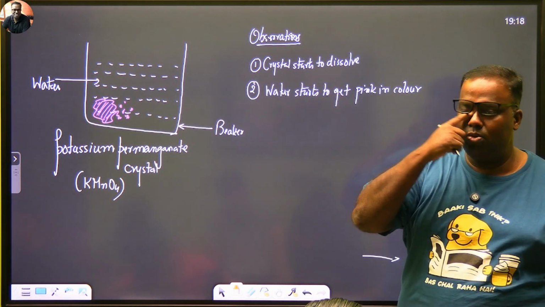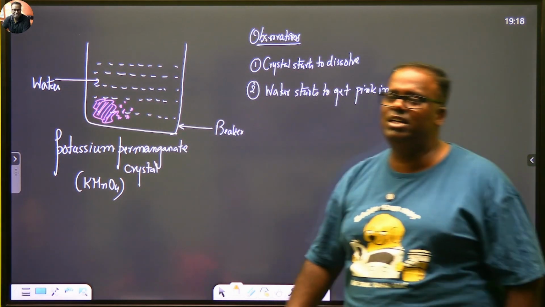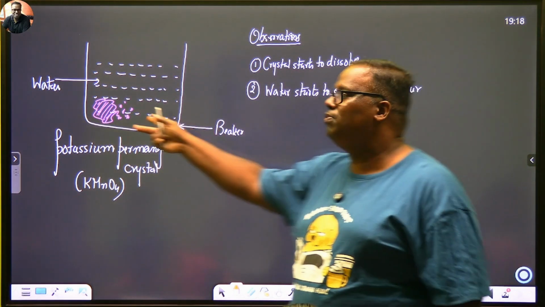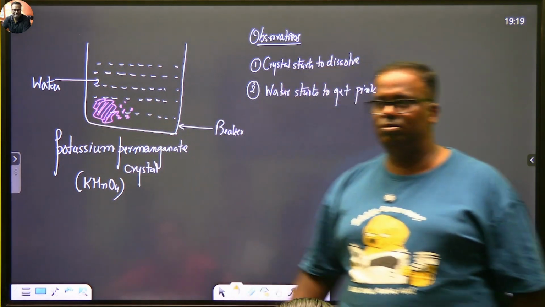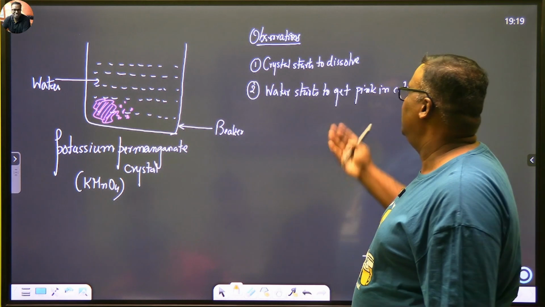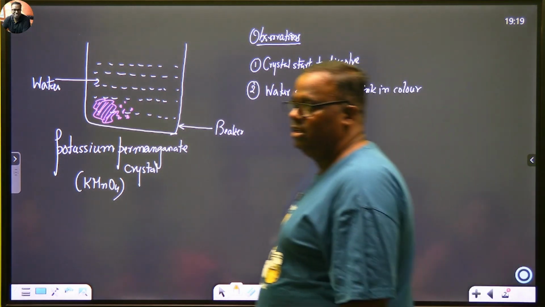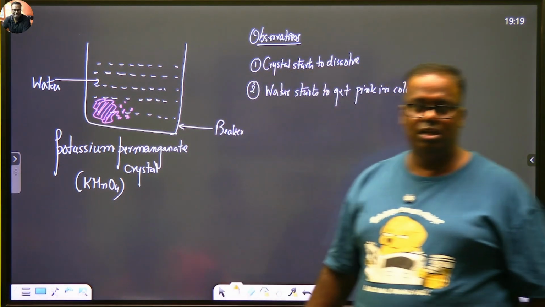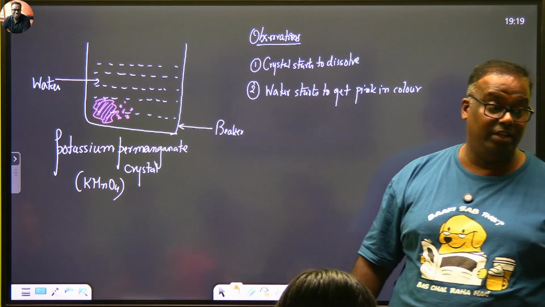The crystal slowly starts disintegrating. And why did I take KMnO4? The very reason that KMnO4 is colored, so that you can see the activity with your naked eye. Okay, the crystal starts disintegrating and the water starts to get pink in color. Then, like those YouTube videos, they say 10 minutes later, 1 hour later.